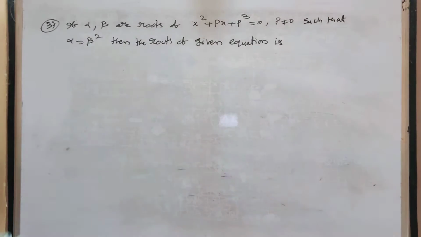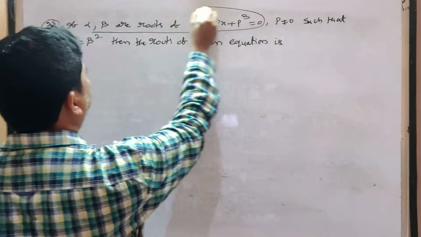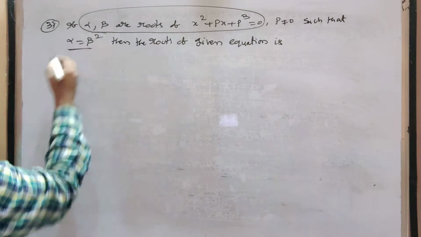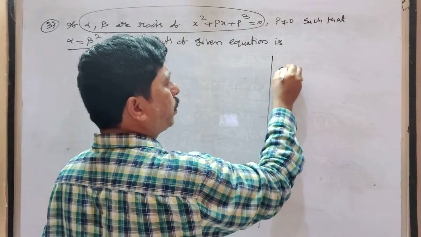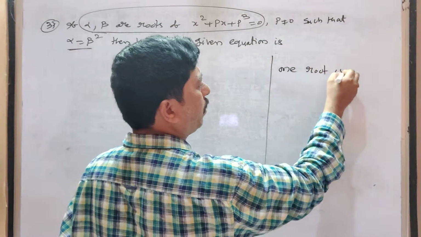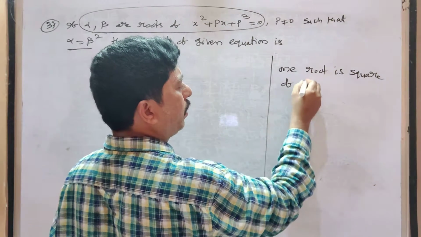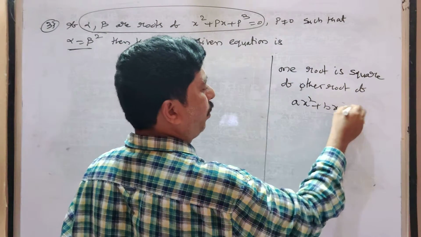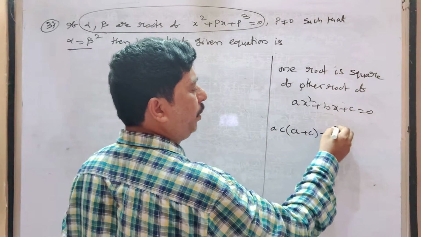So next question. Alpha, beta are the roots of the equation x square plus px plus q equal to 0, such that alpha equal to beta square. This means one root is the square of the other. Suppose one root is the square of the other root of the equation ax square plus bx plus c equal to 0. Then satisfy the condition. What is the condition you have? ac into (a plus c) plus b cube equal to 3abc.